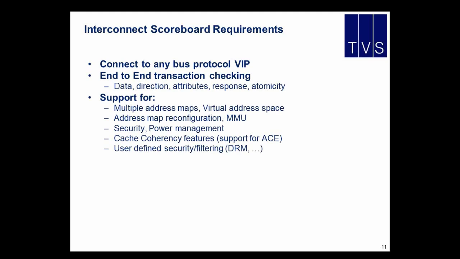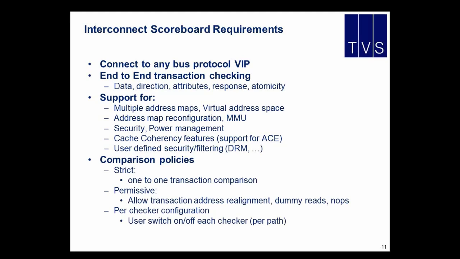But it should also support multiple address maps. So you could have a shared memory map for your entire system, but you could also have different CPUs having the same memory at different addresses from different points of view. The address map could be reconfigurable from different masters. The scoreboard should be able to handle the security and power management and the cache coherency features. And some more user-specific features like DRM, digital rights management, stuff like this.